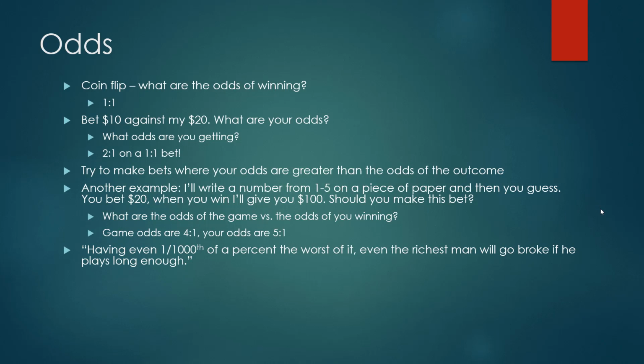I'm going to forget who it's from. It's been so long. It's one of the owners of one of the casinos in Old Vegas. But basically, even having 1/1000% the worst of it, the richest man will still go broke if they gamble long enough, right? This is how Vegas was built, right?